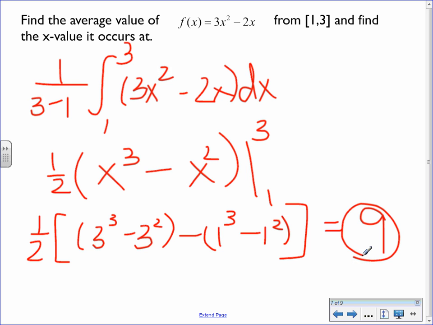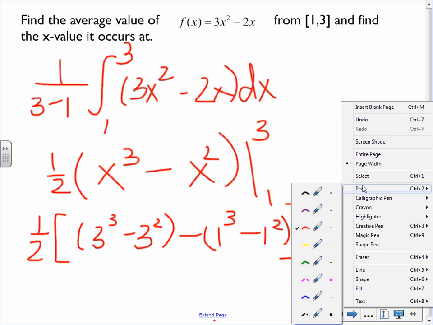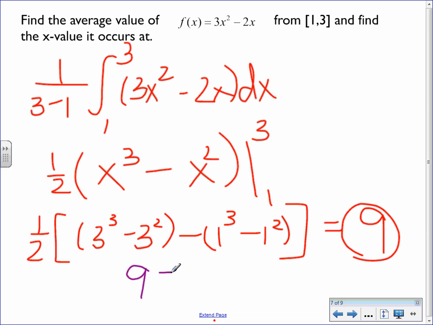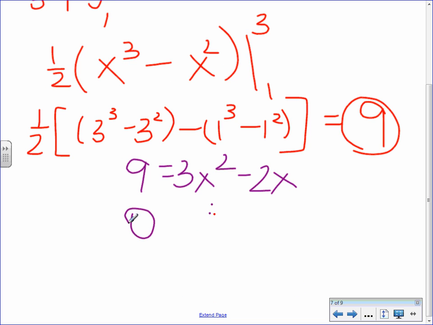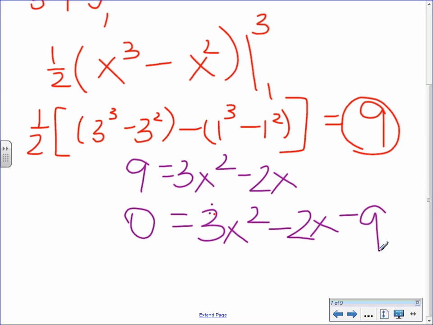Now when we're talking about average value, we're talking about the height of our function, right? Yeah. So I want to know, where does this occur? I'll go back into the algebra. So 9 equals 3x squared minus 2x. No, you have to set it equal to 0, people. So reduces. And now you factor it. Okay, can it be factored?